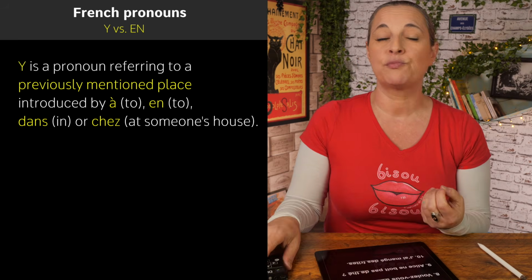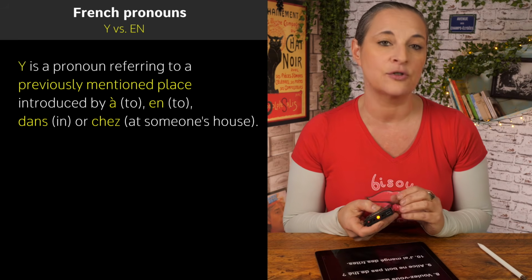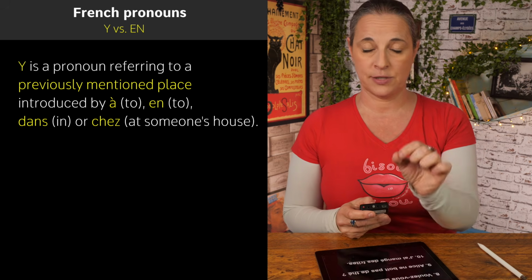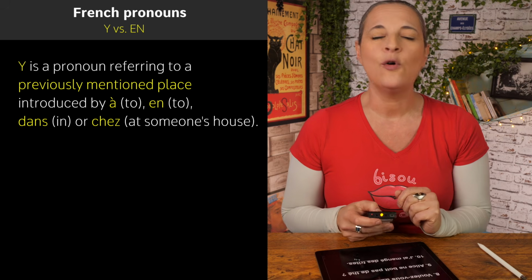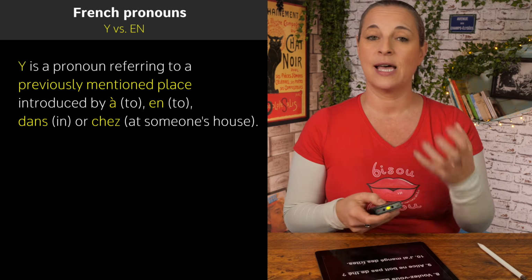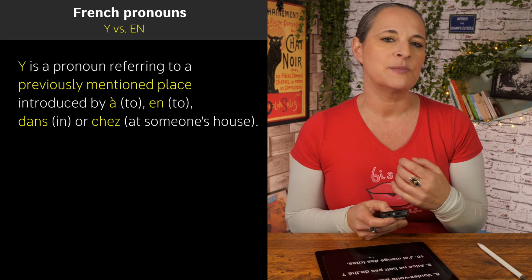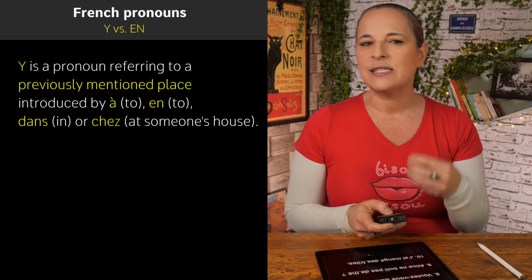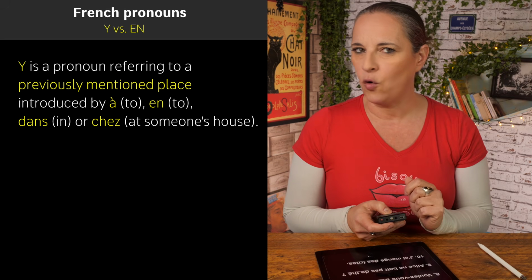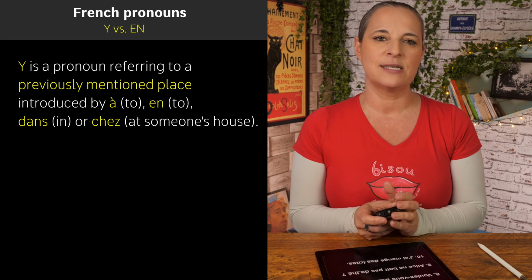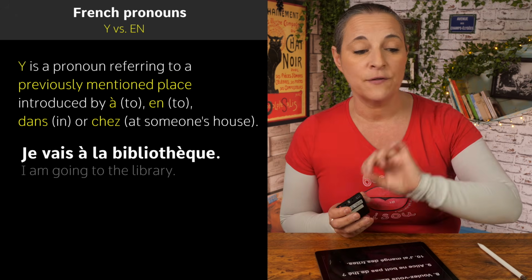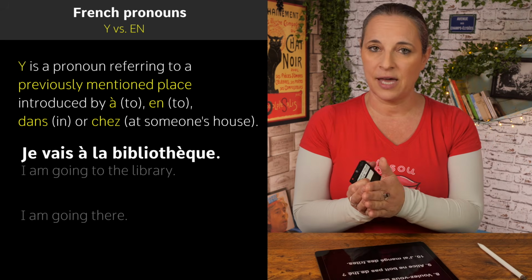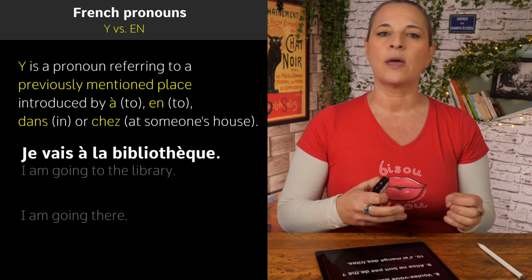en, the pronoun. Now, y is a pronoun referring to a previously mentioned place, introduced either by à, which means to, or en, which means to as well, or dans, which means in, or chez, which means at someone's house. So it can be translated in English by there. It appears before the verb, always. So if I wanted to say, I'm going to the library, and then I would like to get rid of to the library and just put there, in English you would say, I'm going there.